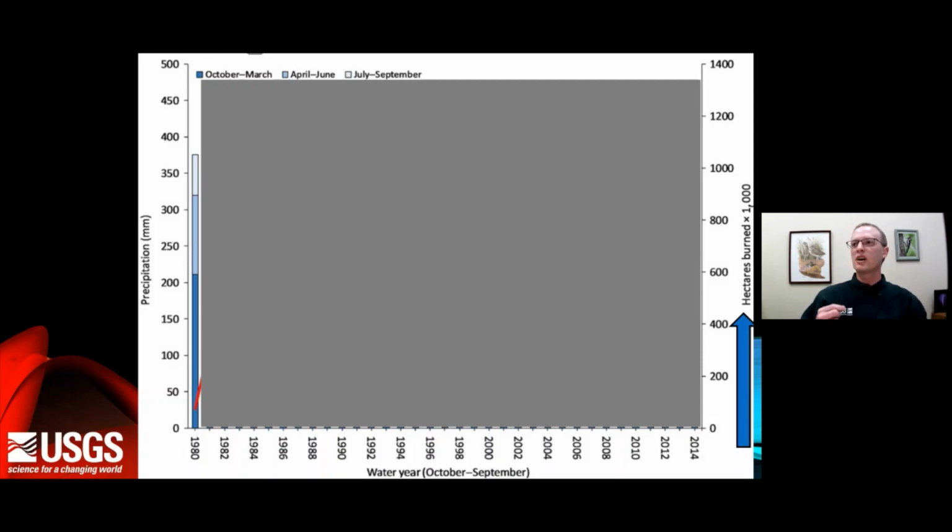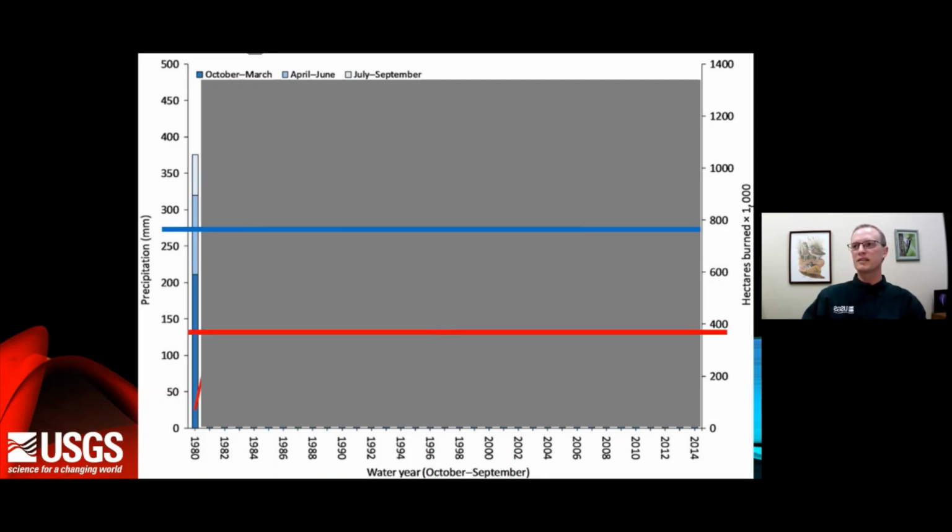To provide some additional context for you, I'm adding a blue line on the primary y-axis here at 269 millimeters. That was the average precipitation in the Great Basin for this time period. And you can see in 1980, our precipitation is well above average. I'll add a red line on the secondary y-axis at 370 hectares, meaning about 370,000 hectares burned in wildfires in the Great Basin on average every year in our time period.